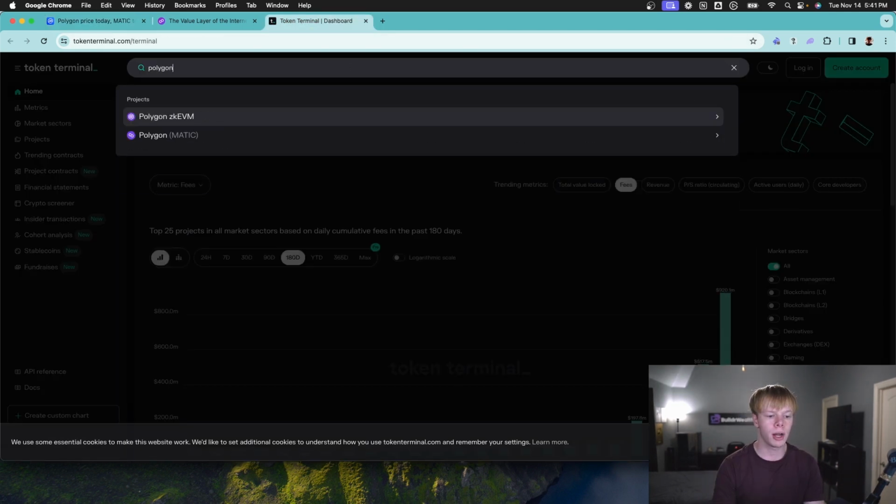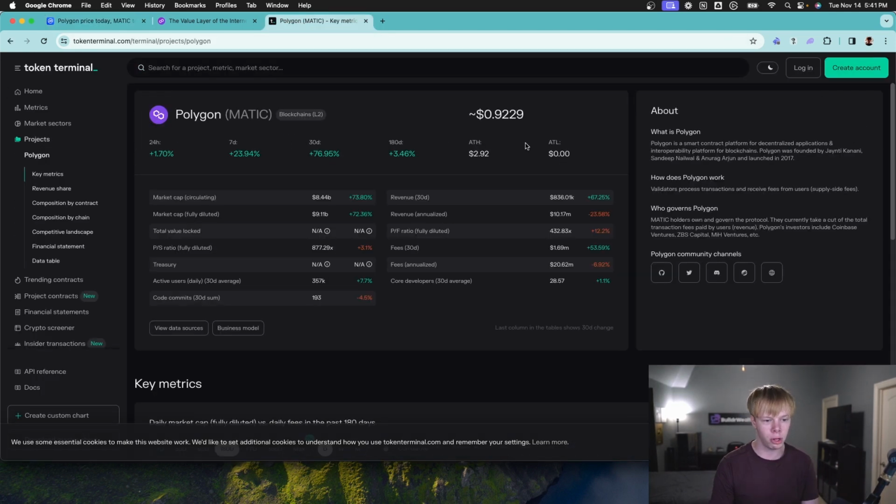We can also do that over on Token Terminal. We can simply pull up Polygon Matic. Over here, we can see in the past 30 days, Matic has made roughly $830,000. Annualized, that's roughly $10 million, which would be pretty nice.